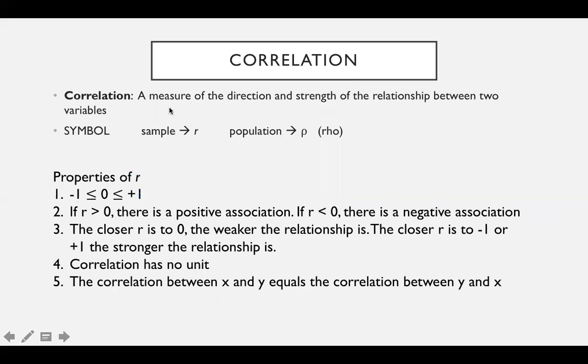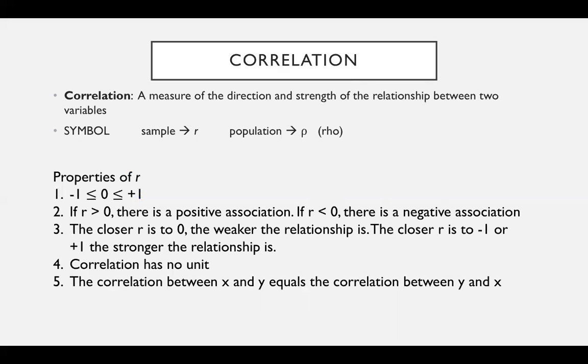All right, so correlation is next. Correlation is a measure of the direction and strength of the relationship between two variables. So you'll want to know the symbols of correlation. Its sample symbol is just a lowercase r, and the population symbol is rho. It kind of looks like a p, but it's actually a rho, so you don't want to get those confused with p for population.